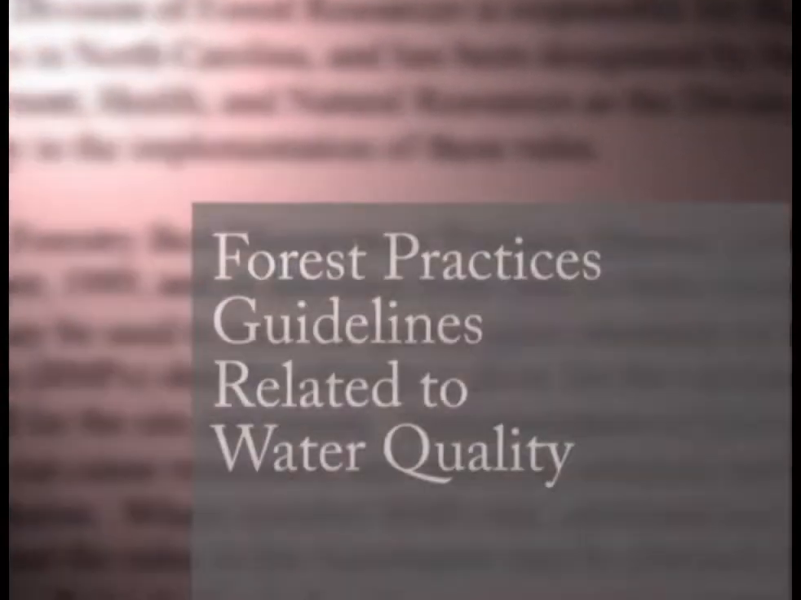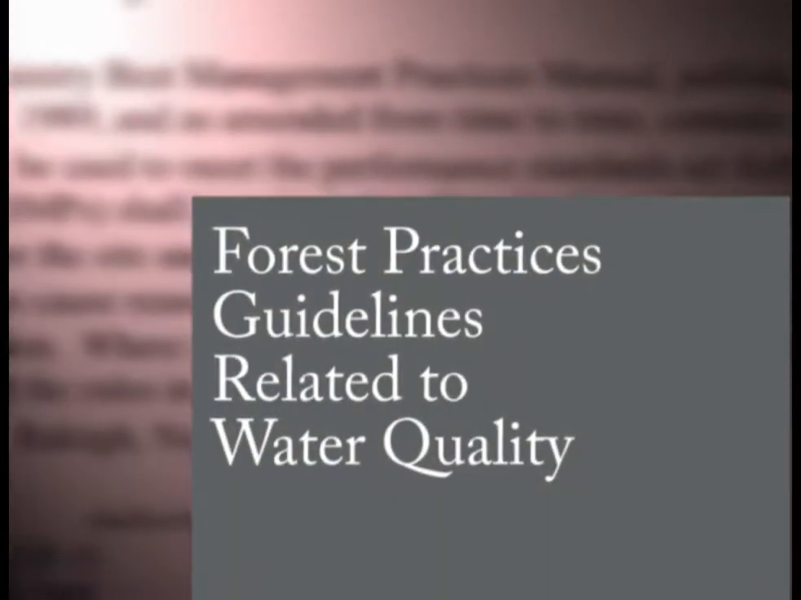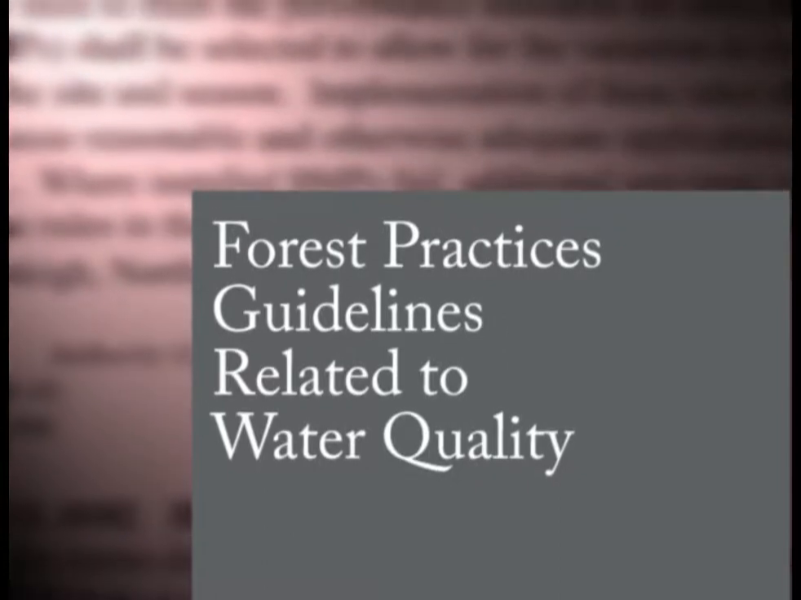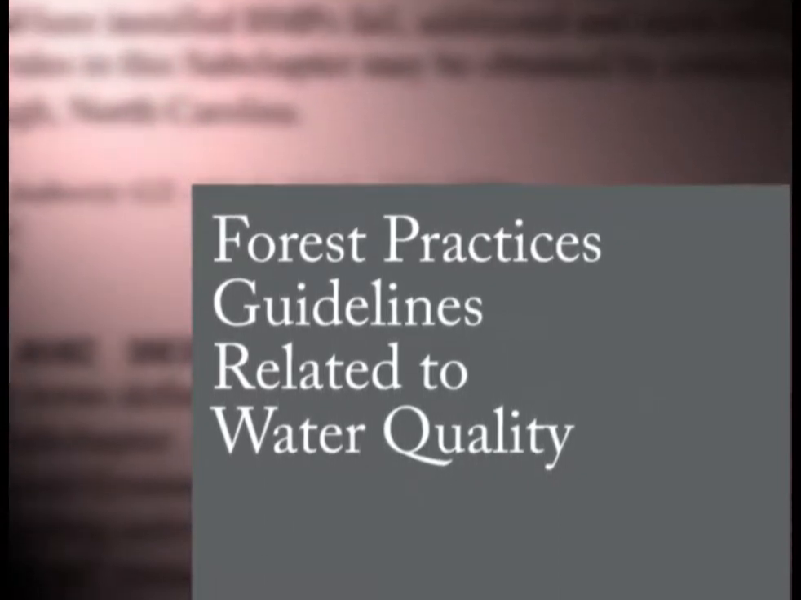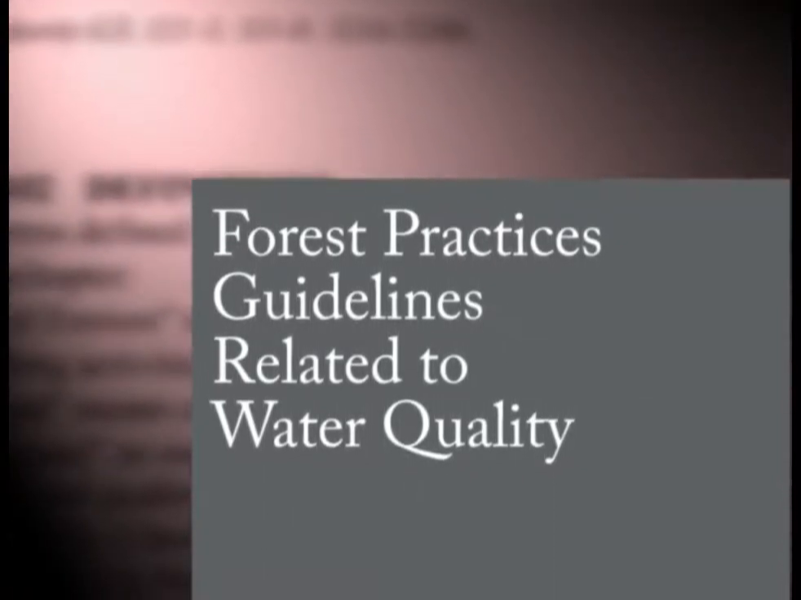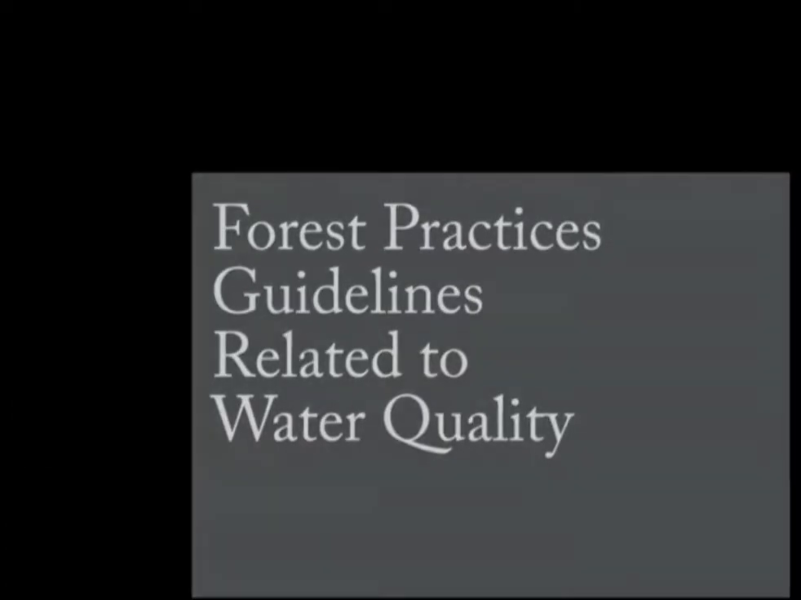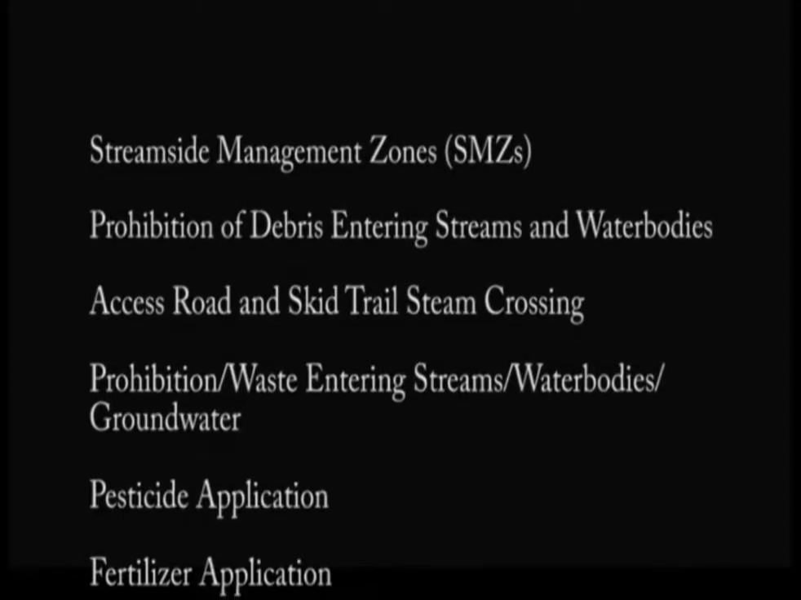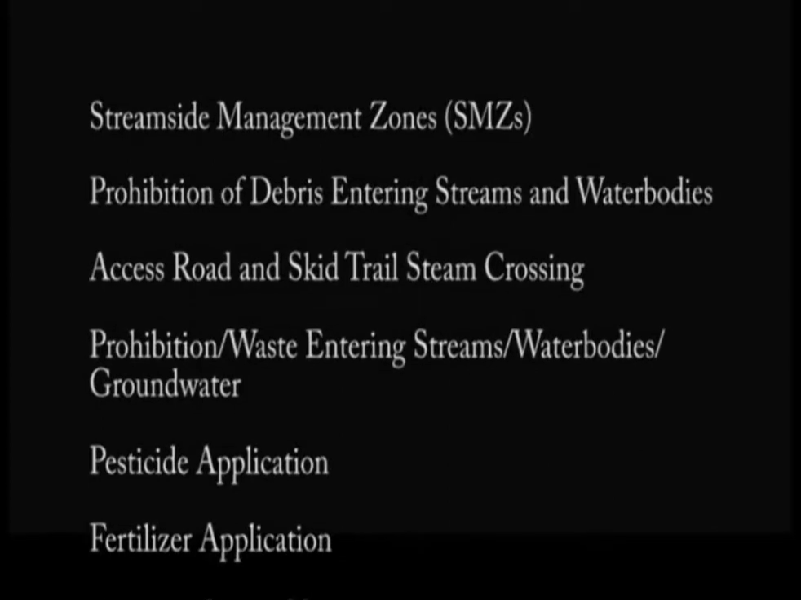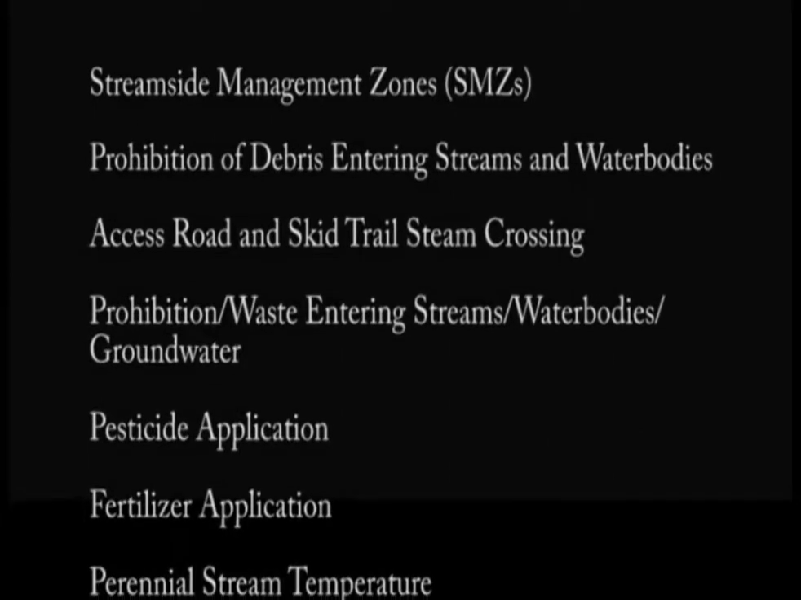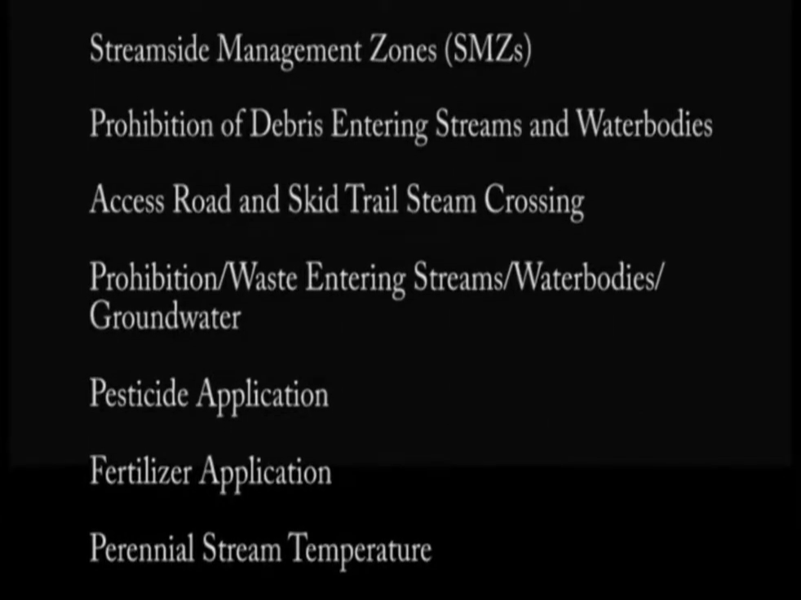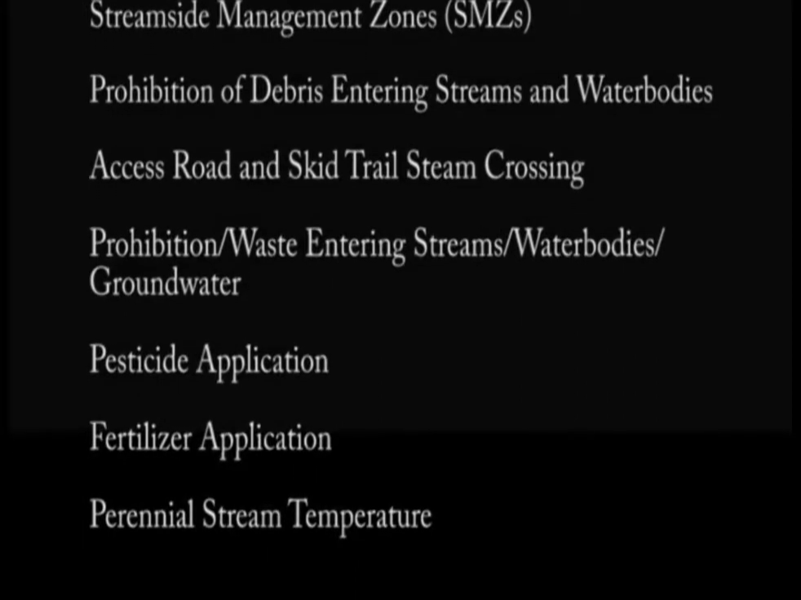BMPs can be used to meet the minimum standards that are required by the North Carolina Forest Practices Guidelines related to water quality. These performance standards are more commonly known as the FPGs and became required starting in January of 1990. There are 9 sections of the FPGs, with each one focusing on a different area of forestry operations.